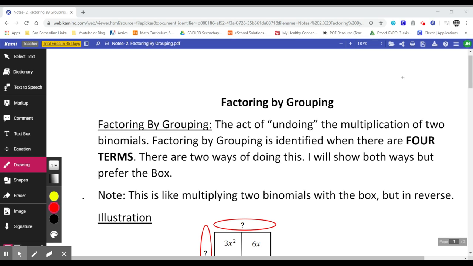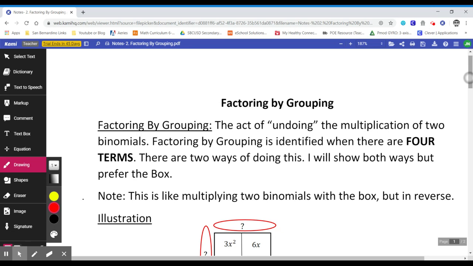Hey everybody. In this video we're going to be talking about factoring by grouping. I will show you how to factor with the method of grouping. There are two ways of doing this. I'm going to try to teach you both of those ways, and you can go ahead and do it whichever way you prefer afterwards.